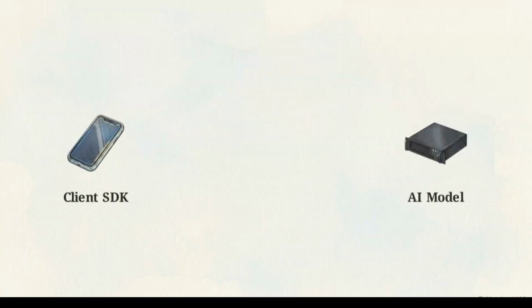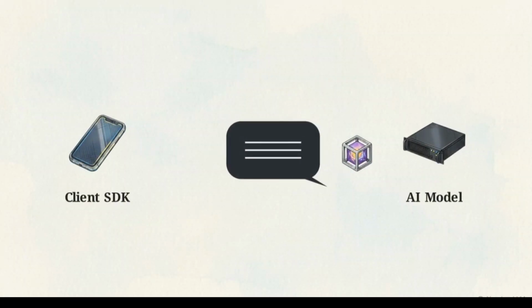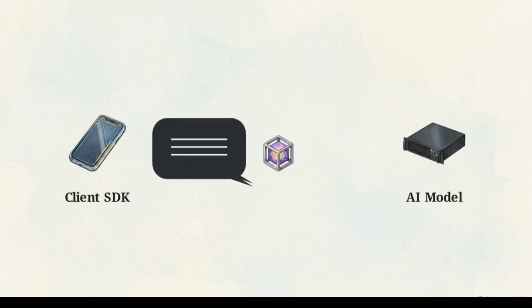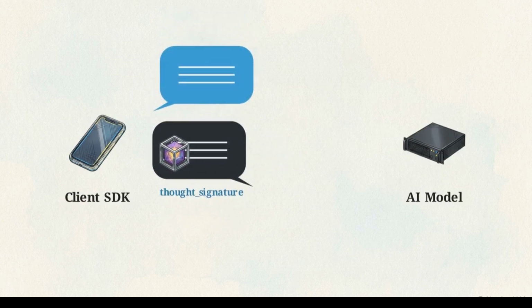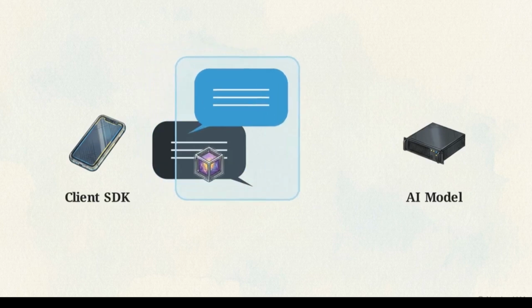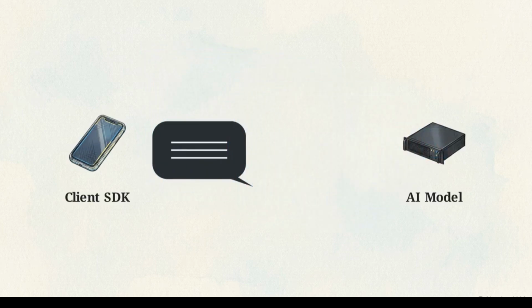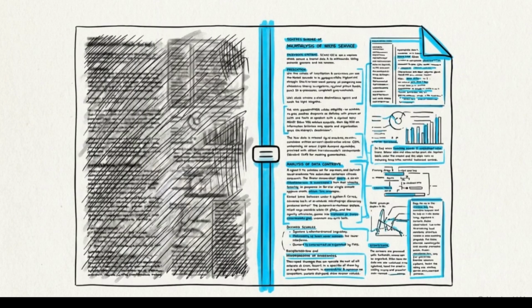Instead of raw text history, the model outputs an encrypted data packet representing its internal reasoning process. The Firebase AI Logic SDKs capture this thought signature field and automatically append it to your next prompt, requiring no manual orchestration. The SDKs also manage data size.